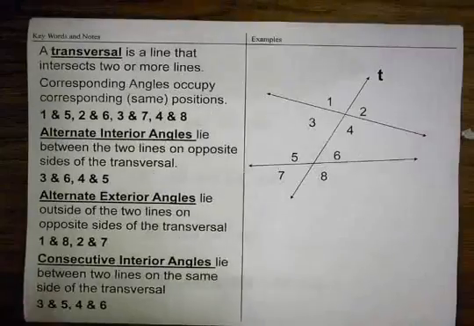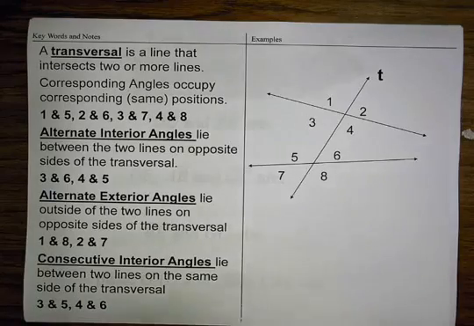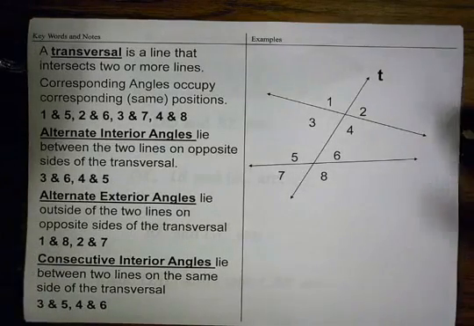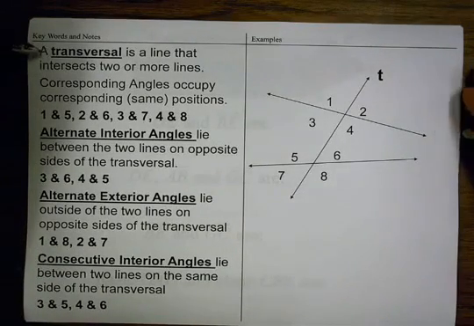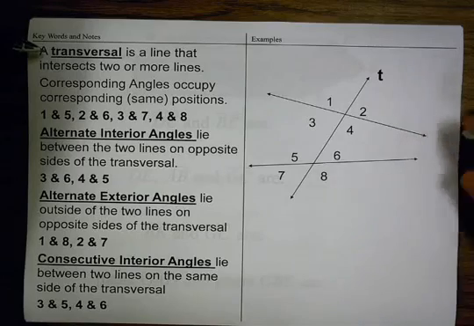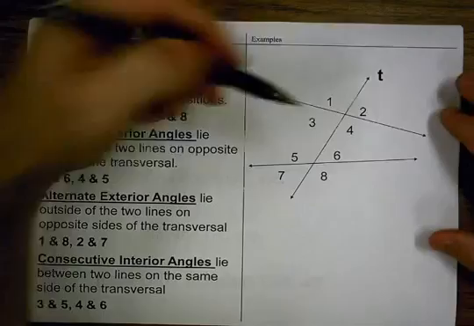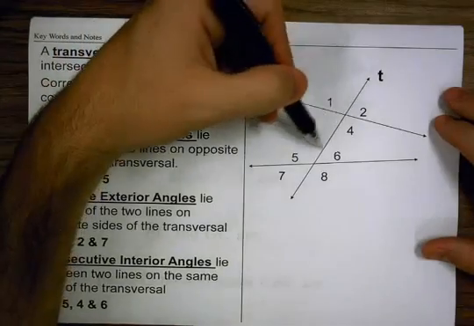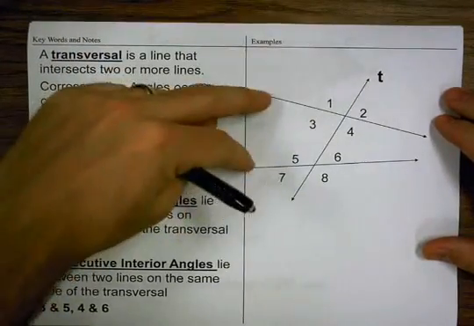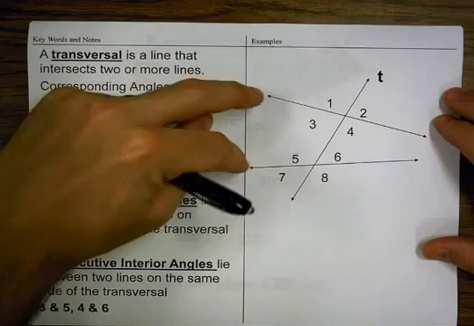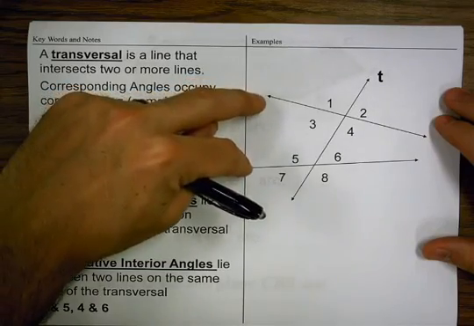Now, let's start looking at a certain type of diagram we're definitely going to see in this section and the following two. This is where we have two lines and a transversal. We say a transversal is a line that intersects two or more lines. So I have my transversal T here, and I have these two lines.